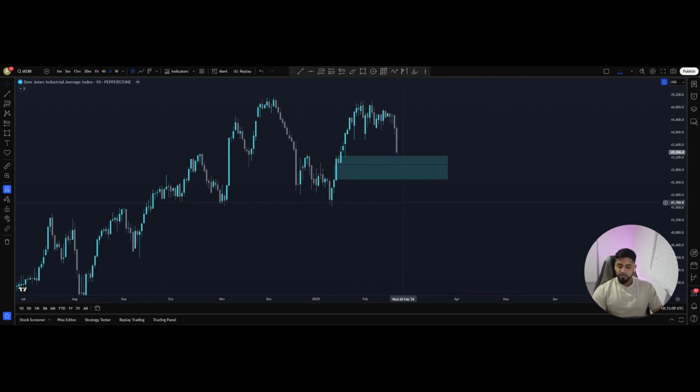If it blasts straight through them, then we're going to stick with the daily outlook, which is that we are bearish. So that is the daily. Let's identify what has happened. So that was the breaker structure to the upside. That was the market structure shift to the downside.